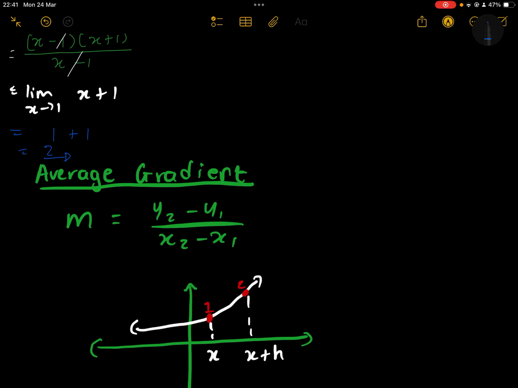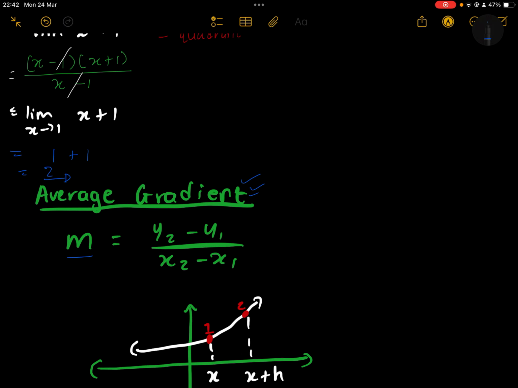The word gradient, don't be startled by your average. The word gradient, what is it telling you? Okay, gradient. How do I calculate gradient? From grade 8 and grade 9, we calculate it the same way. Gradient, what do we say? We have 2 points, 1 and 2, and then you're gonna say change in y over change in x: y2 minus y1 over x2 minus x1. So you start with y on top, and then x on the denominator.